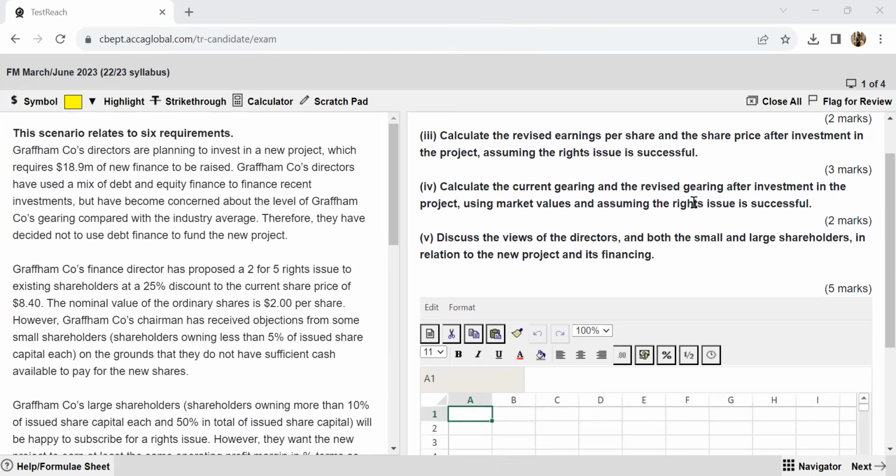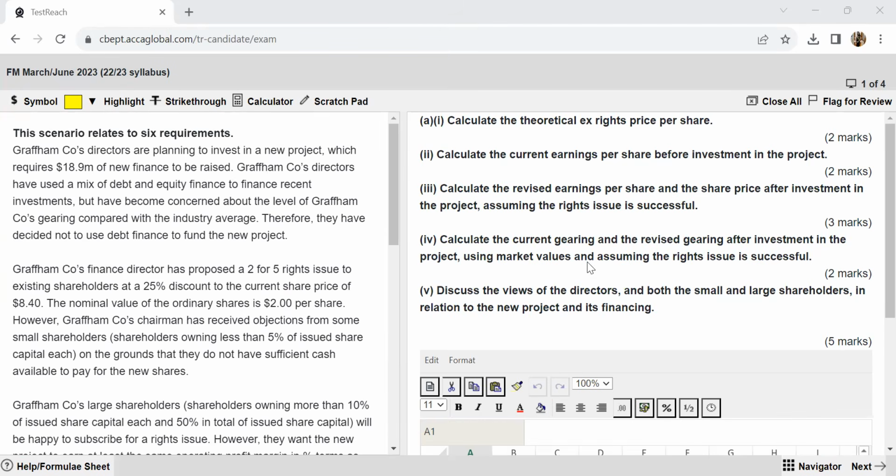Then I have to calculate the gearing and revised gearing. And then I have to discuss the view of the directors, both the large and small shareholders, in relation to the project and its financing. So I can see that 4 parts over here are absolutely based on calculations. Calculations are what? 2 plus 2, 4, 4 plus 3, 7, and 7 plus 2, 9 marks.